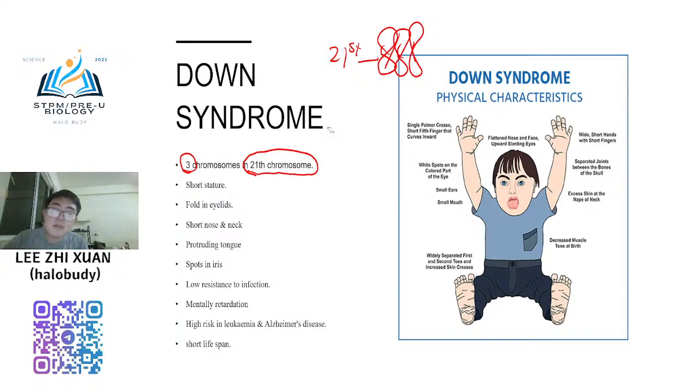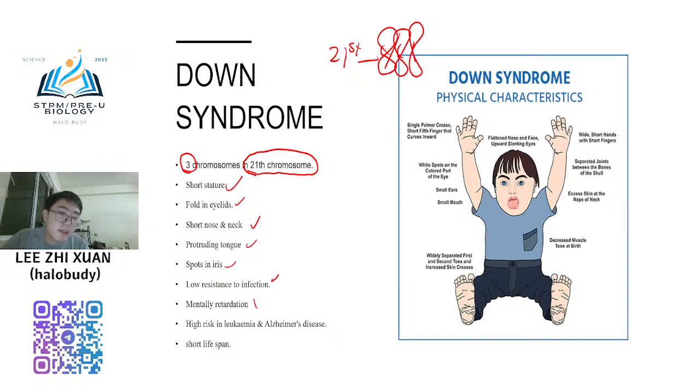So what are the symptoms? So you see that normally short stature, orang ini memang pendek punya, fall in eyelids, tak tahu lah macam mana cakap, you see the gambar lah, memang mata dia tak sama, and short nose and short neck, protruding tongue, spot in iris, low resistance to infection. So normally the immunity of this kind of people is very low lah, so they are easily infected by outside punya pathogen lah, very easy to get flu lah.